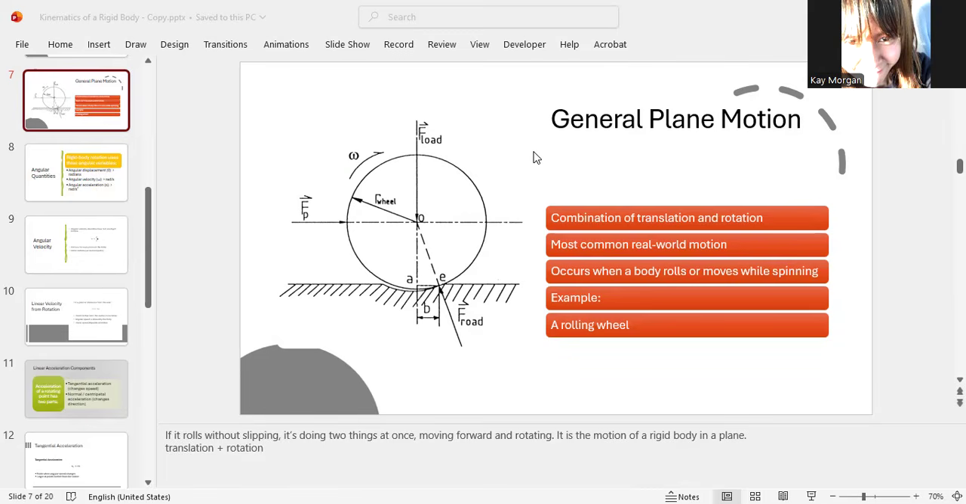So once you get that both motions are happening at the same time, when you get this general plane motion, then the analysis becomes very, very manageable.